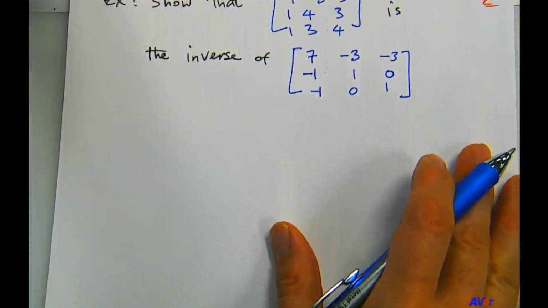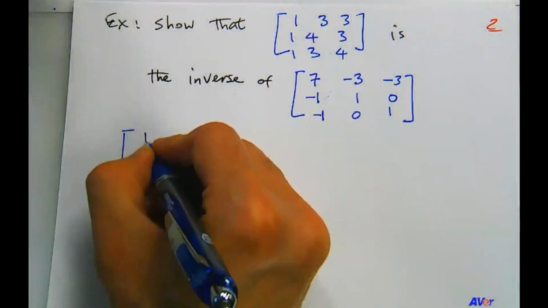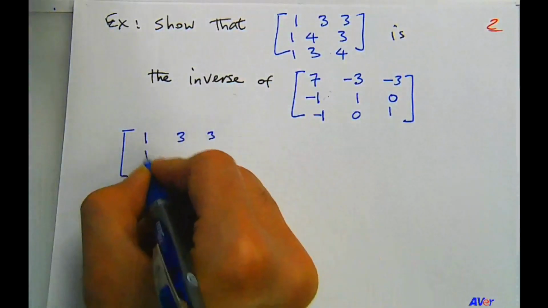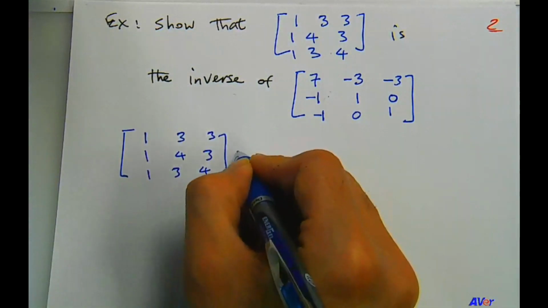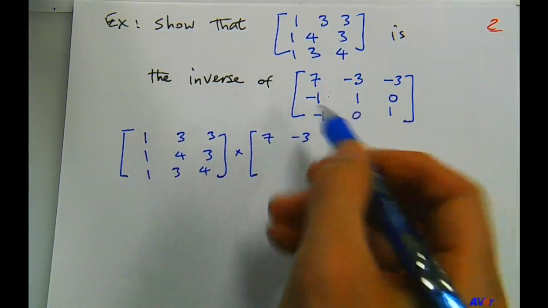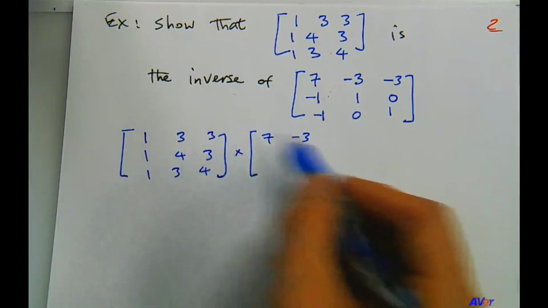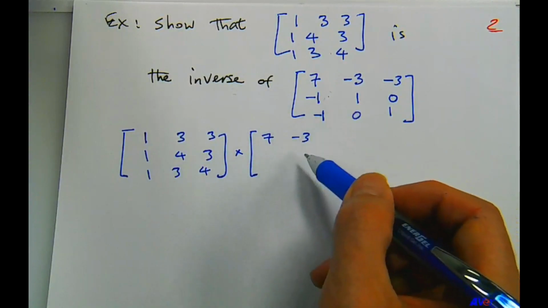So I'm just going to organize these along one line. So 1, 3, 3, 1, 4, 3, 1, 3, 4 times this matrix. You can reverse this multiplication on your own on a scratch paper, and you'll see that you'll get the same result.